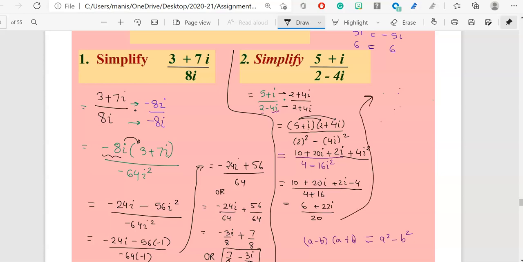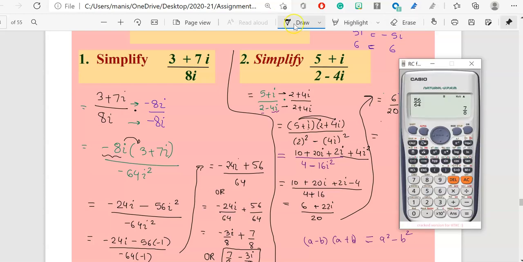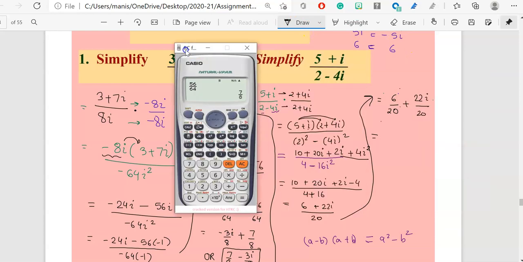Now this was super easy for us because we do not have to rewrite anything; the a plus bi form is already given to us. So my next step will be 6 over 20 plus 22i over 20. Now the rest of the things my calculator can do for me. I only have to type this in my calculator and it will give me the answer in simplest form.